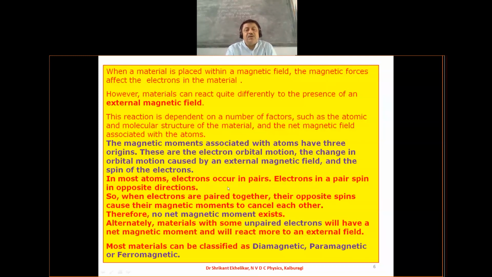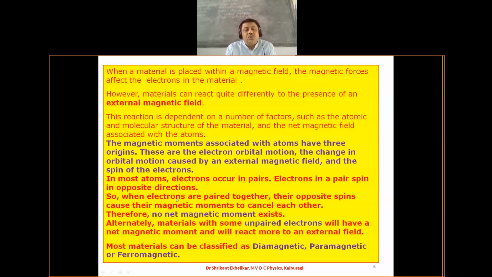In most atoms, electrons are in pairs. If the electrons are in a pair, then according to Pauli's exclusion principle, one electron will have spin up and the other electron will have spin down. Otherwise, two parallel spins, two spins up or two spins down, will not be allowed according to Pauli's exclusion principle. So electrons in a pair spin in opposite directions.